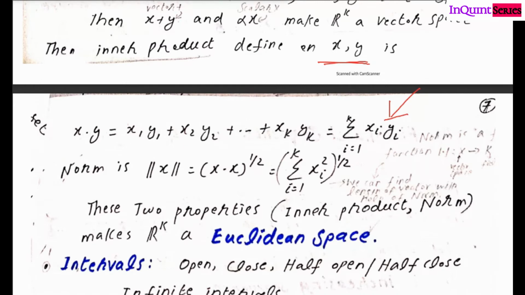So now norm is basically a function from a vector space to a field. Basically we can find the length of a vector with the help of the norm. So here we are defining the norm as: the norm of x is equal to the summation i from 1 to k of x_i squared, the whole to the power 1 over 2. So that is our norm. Basically these two properties, the inner product and the norm, make R^k a Euclidean space.